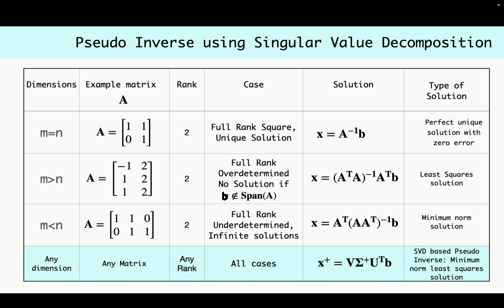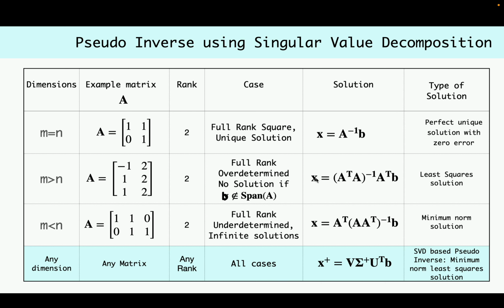And finally the important one is, irrespective of dimensions, whether it is m equal to n, m less than n, or m greater than n, you take any matrix with any rank and it can fall into any case. We can use SVD to find the pseudo inverse, and the pseudo inverse gives us the minimum norm least square solution. So that's the greatness of SVD. It is more generalized for any matrix. There is no condition on the rank or anything.